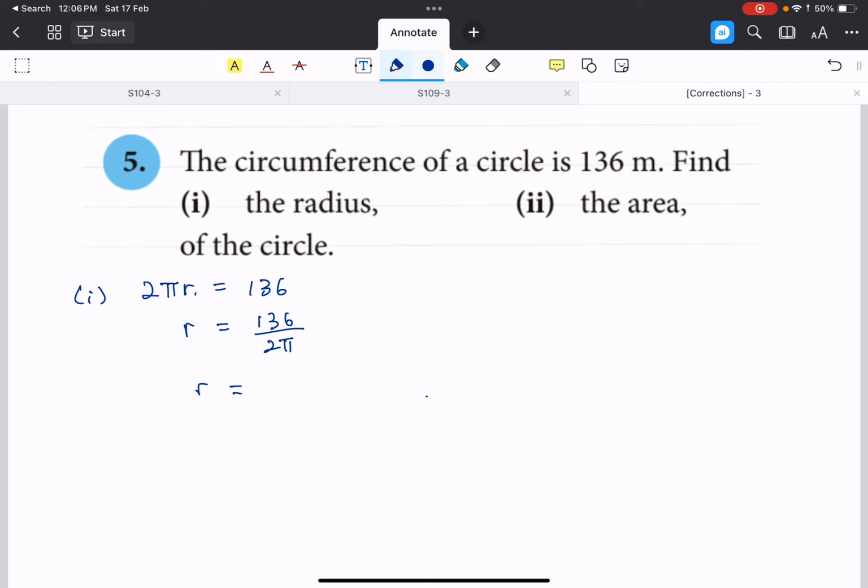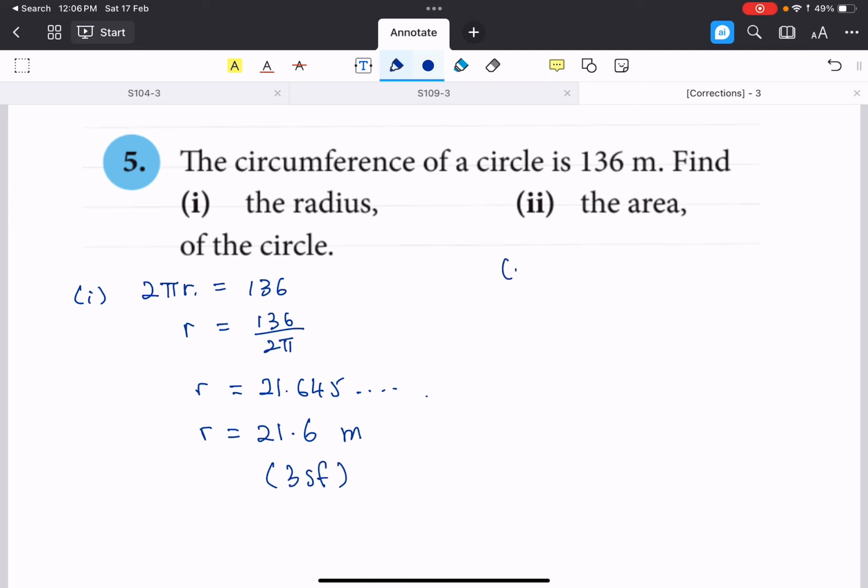So again, let's pull out the calculator. 136 divided by 2 pi. Let's see, what do I get? I will get 21.645, etc. So again, for the final presentation, we will want to leave it as three significant figures. So it's 21.6. The units is meters, and please indicate that this is three significant figures.